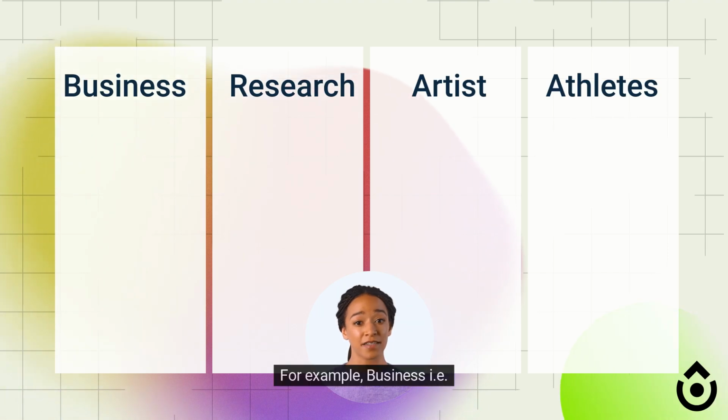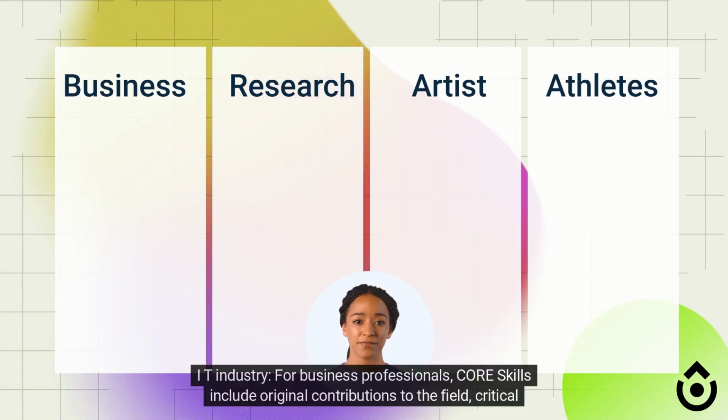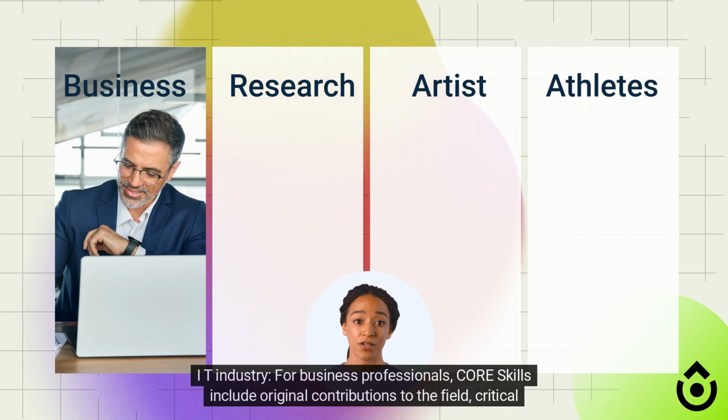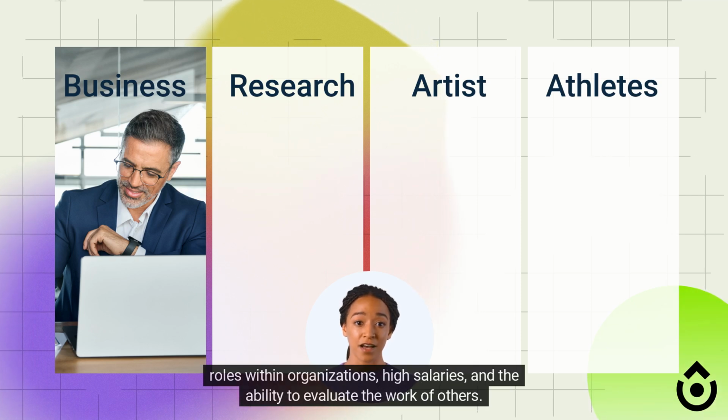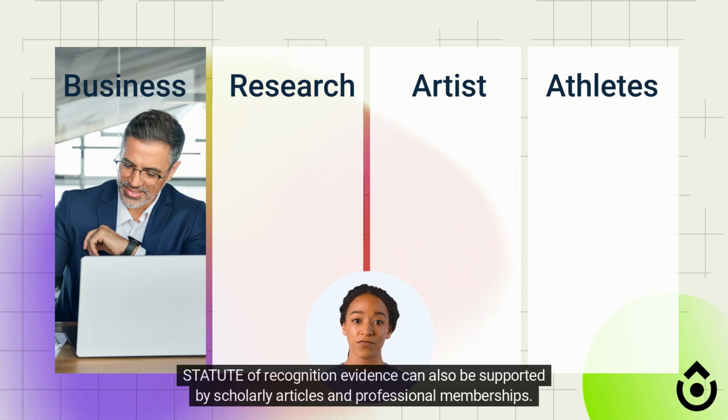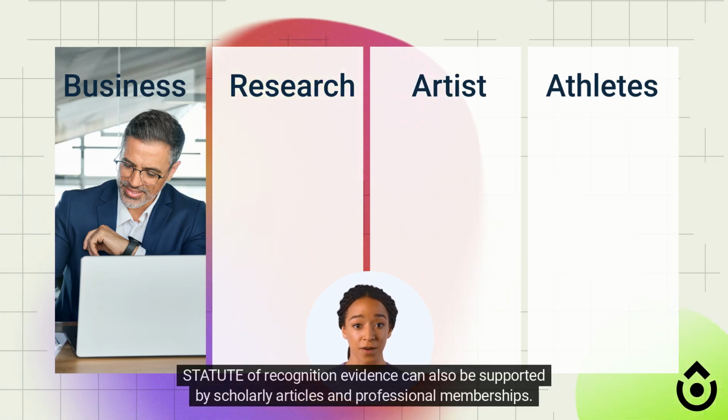For example, business, that is, the IT industry. For business professionals, core skills include original contributions to the field, critical roles within organizations, high salaries, and the ability to evaluate the work of others. Statute of recognition evidence can also be supported by scholarly articles and professional memberships.